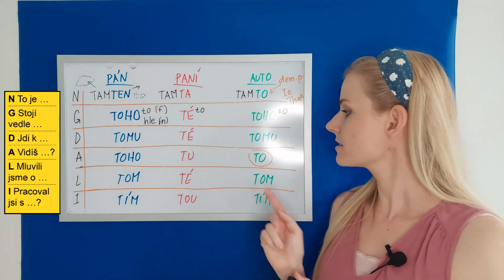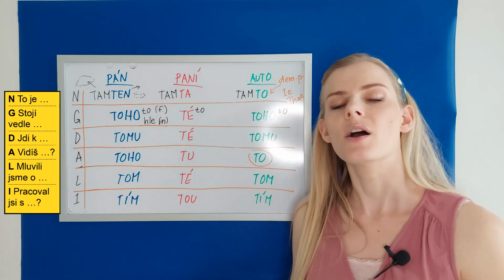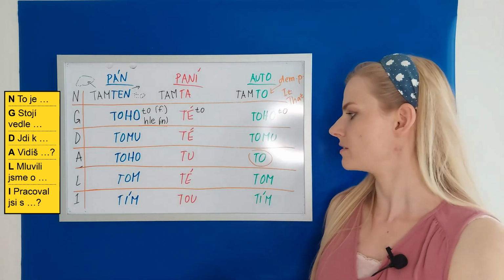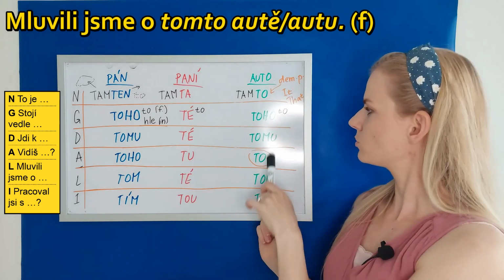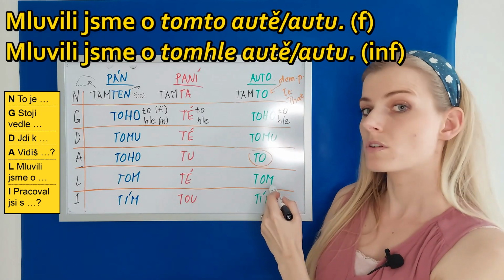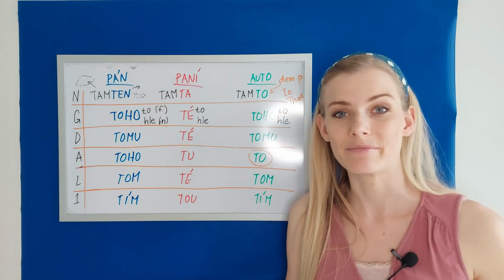We spoke about this car. I want you to tell me these two possibilities. How is the formal one? We spoke about this car. Mluvili jsme o tomto autě. Mluvili jsme o tomhle autě. That would be the informal one. Výborně.